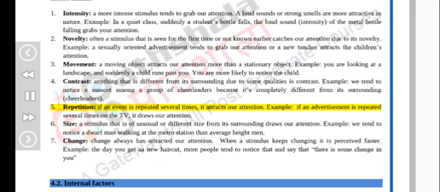5. Repetition. If an event is repeated several times, it attracts our attention. Example, if an advertisement is repeated several times on TV, it draws our attention. 6. Size. A stimulus that is of unusual or different size from its surroundings draws our attention. Example, we tend to notice a dwarf man walking at the metro station more than average height men. 7. Change. Change has always attracted our attention. When a stimulus keeps changing, it is perceived faster. Example, the day you get a new haircut, more people tend to notice and say that there is some change in you.